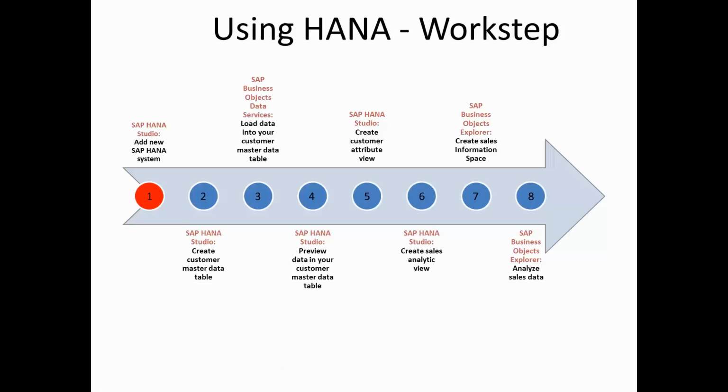So first of all, the outline of this is basically going to be adding a new HANA system, very short steps. Then we're going to create a custom table for customer. We're going to load it into BusinessObjects DataServices. Then we're going to go to HANA Studio and take a look and see what we got. And then we're going to create attribute views to list the customer master data and join it with a few other tables. Then we're going to create an analytical view where we basically join the products table, the customers, and the sales orders. And then we're going to jump over to BO Explorer and create an information space. And that information space we're going to pick up on the BI front end. So we're going to get to see this step by step, cradle to grave.